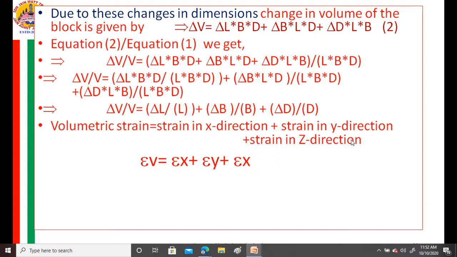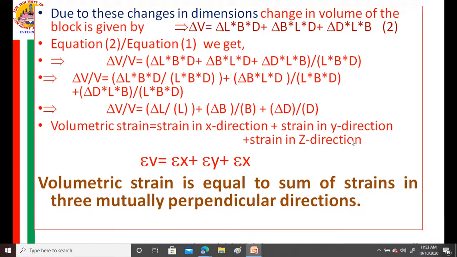Friends, if epsilon of x is known to you, and original length of the member is known to you, can you calculate what is the change in length? It is nothing but epsilon x is equal to del L by L. Therefore, del L is equal to epsilon x into L. Like that, epsilon of y is known to me, original B is known to me, I can get the change in width, change in depth, I can get the change in volume. This is what our required proof: volumetric strain is equal to the sum of the strains in three mutually perpendicular directions.